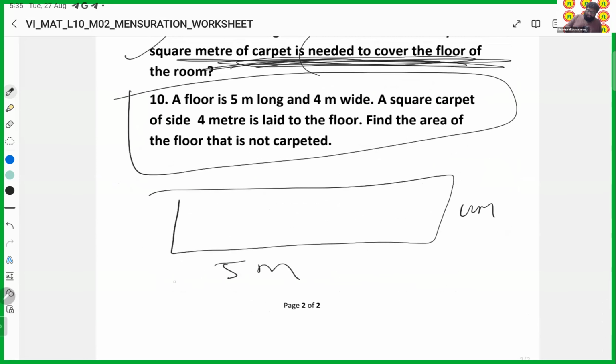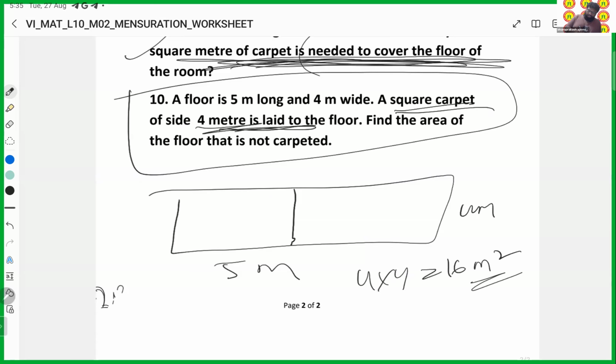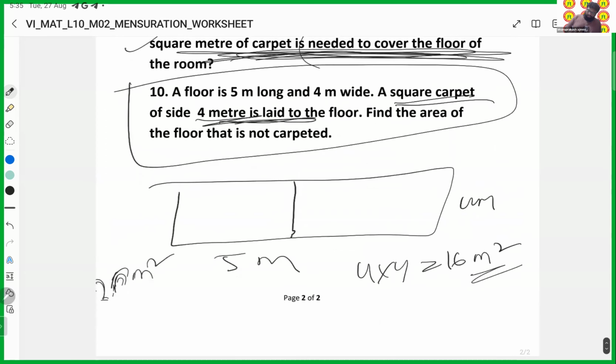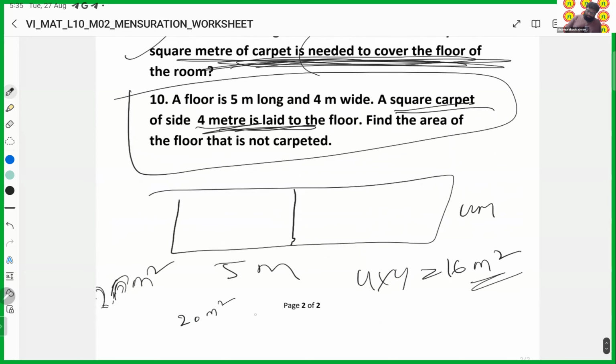So 5 into 4, area is 20. But you are covering with a square carpet. Square carpet means 4 into 4, which is 16 meter square. So the total area of the floor is 20 meter square, and out of 20 meter square, only 16 meter square is carpeted. So 20 minus 16, the not carpeted area is 4 meter square.